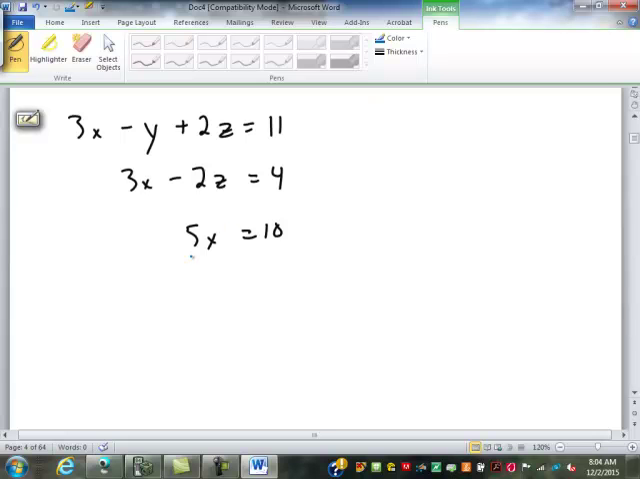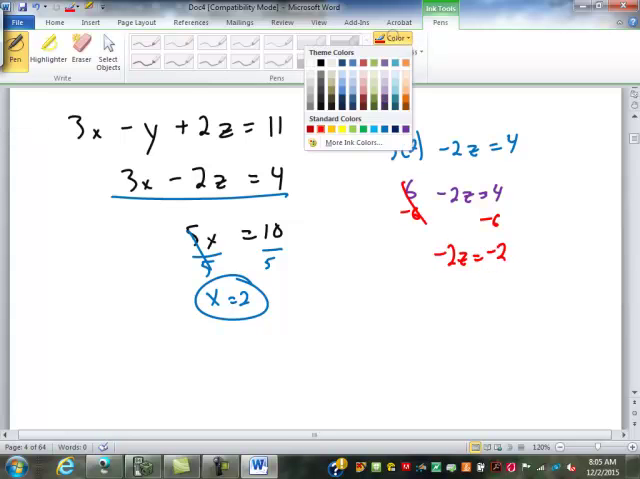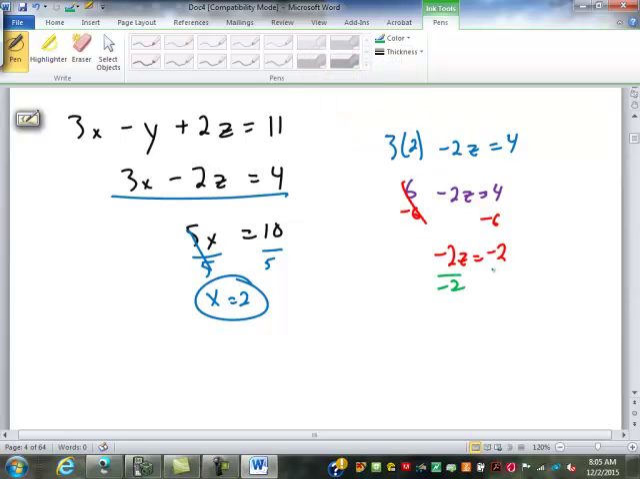Because this bottom equation, I can divide by 5, I get x equals 2. This next equation is just x and z, so I put in 2 for x. 3 times 2 is 6, minus 2z equals 4. Subtract 6. Negative 2z equals negative 2, since 4 minus 6 is negative 2. I divide by negative 2, z equals 1.